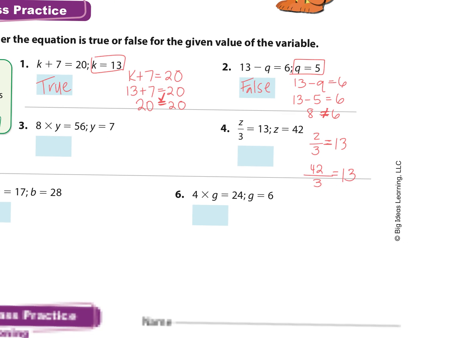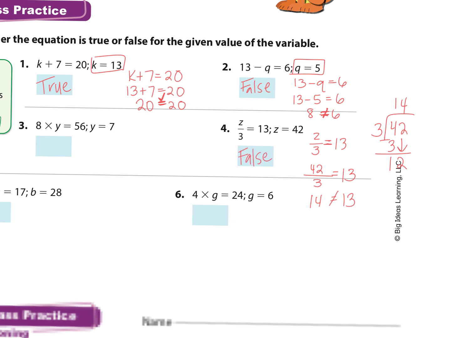So off to the side, I'm going to write 42 divided by 3. 3 goes into 4 once, which is 3. Then I subtract, and then I bring down. And 3 goes into 12 4 times. So what is 42 divided by 3? 14. Does it equal 13? No. Draw a slash through that equal sign, and we will write false in the blue rectangle.